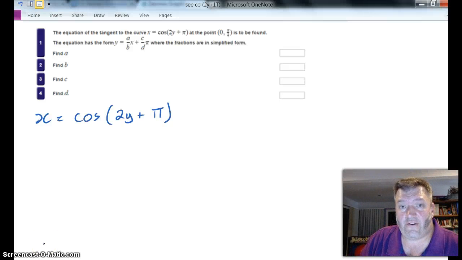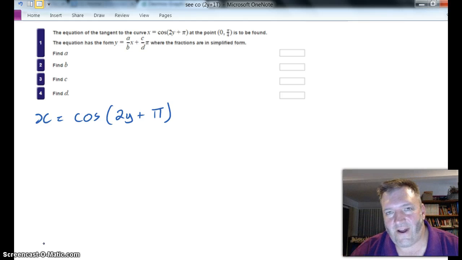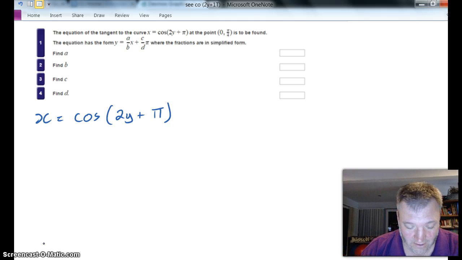Okay, so another little video to try and help explain what is a pretty tricky question, this one. We've got the equation of a tangent to the curve x equals cosine 2y plus pi. It's annoying because it's x equals cosine in terms of y, but Sumana put us on the right track. Rather than trying to rearrange it and get dy/dx, let's find dx/dy and go from there. So that's what we're going to do first.